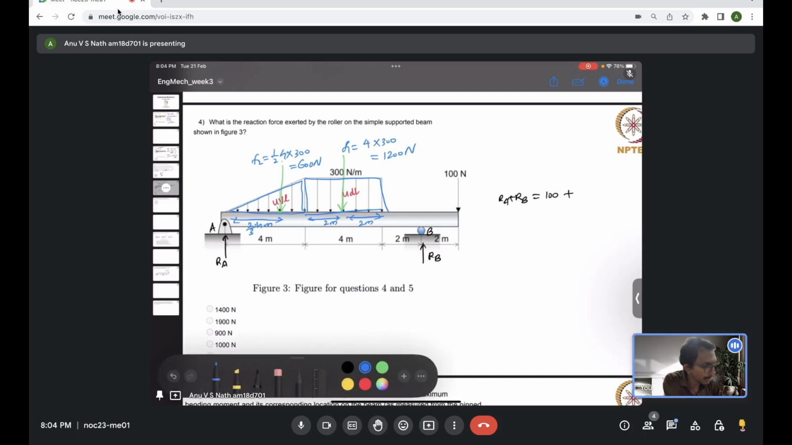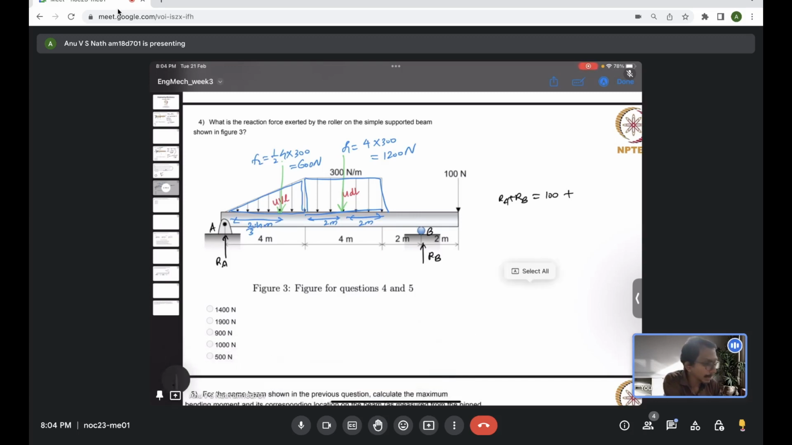If you just consider the vertical reaction balance, RA plus RB, the upward forces, should be balanced by all the downward forces, which is 100 Newton plus F1 plus F2, the equivalents of the distributed loads. So RA plus RB should be equal to 100 plus 600 plus 1200, which is 1900. And now if we take the moment about A, it should be 0 for equilibrium.